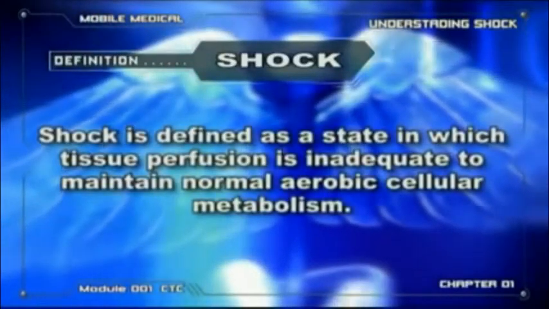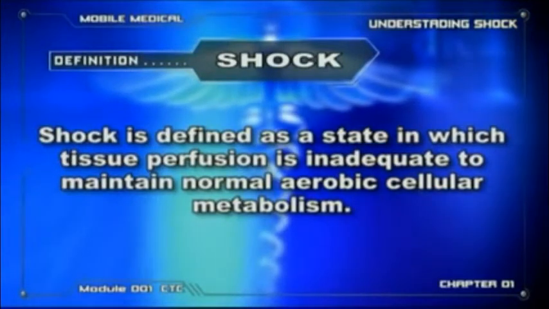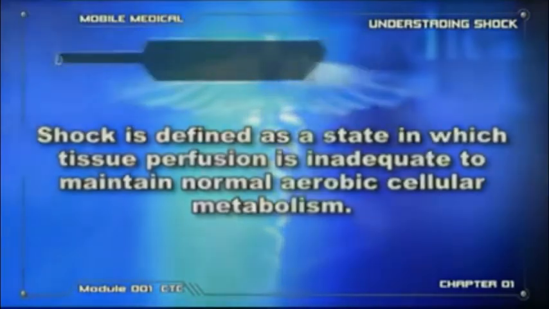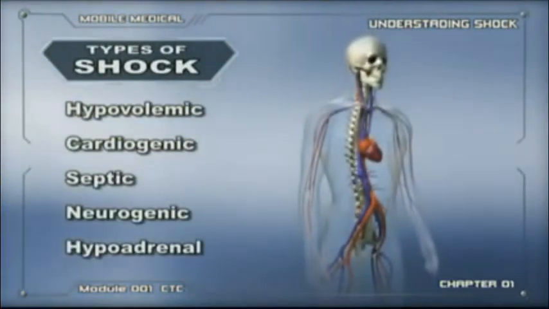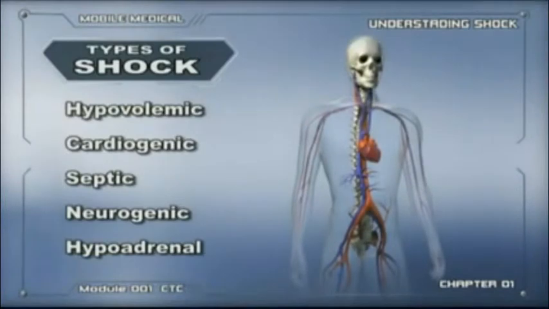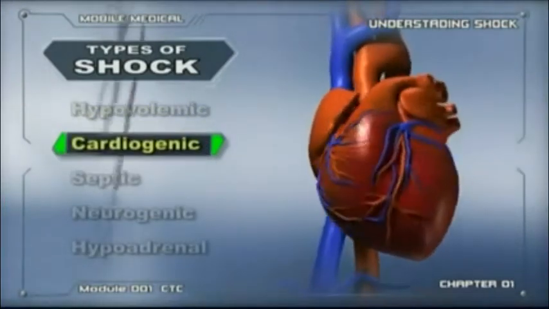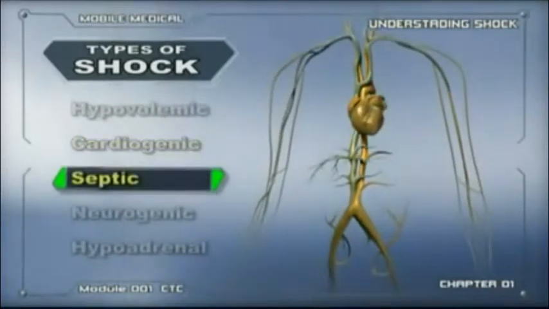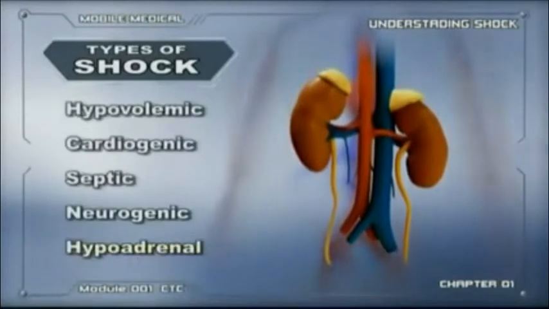Shock is defined as a state in which tissue perfusion is inadequate to maintain normal aerobic cellular metabolism. Shock has been divided into 4 or 5 different types according to its etiology: hypovolemic, cardiogenic, septic, neurogenic, and hypoadrenal.